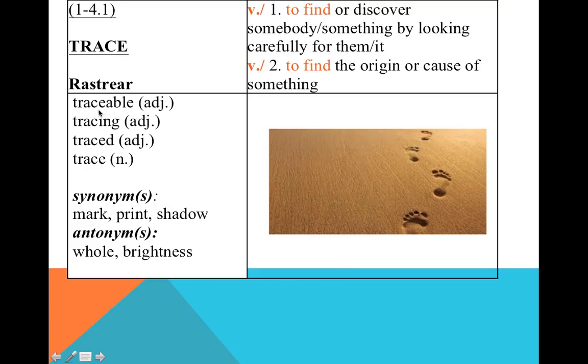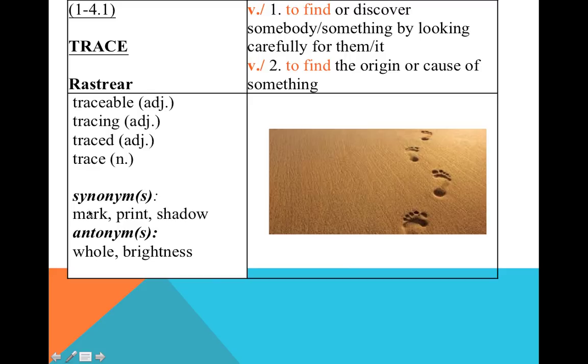Let's go over the familiar words. We got several familiar words here. First one is traceable, used as an adjective. Tracing, as an adjective. Traced, also used as an adjective. And trace as a noun.